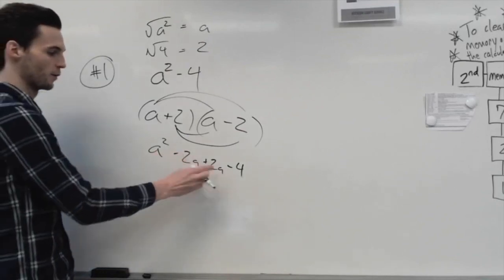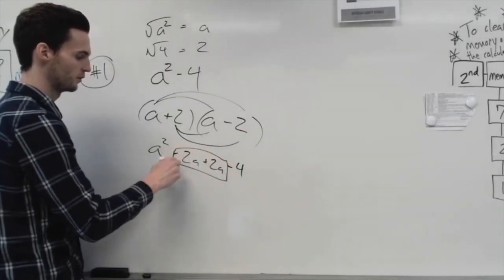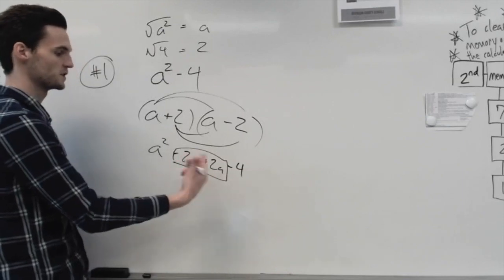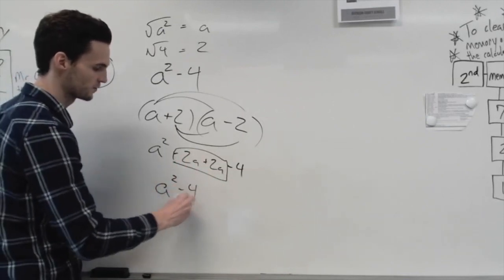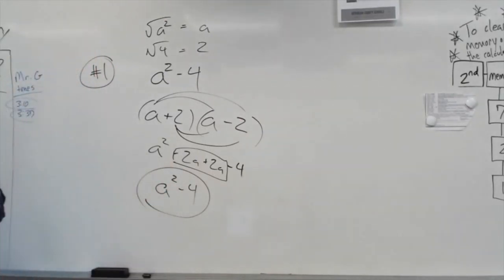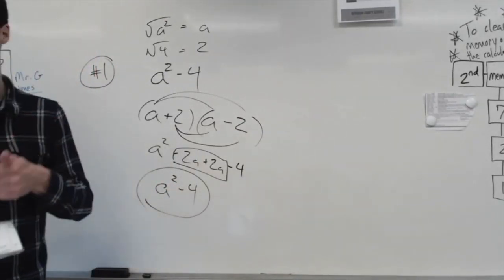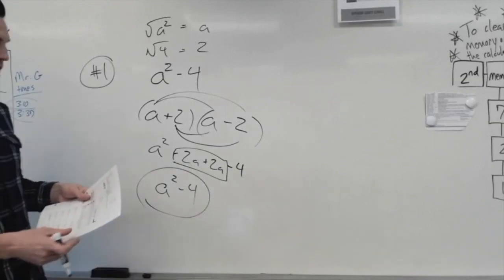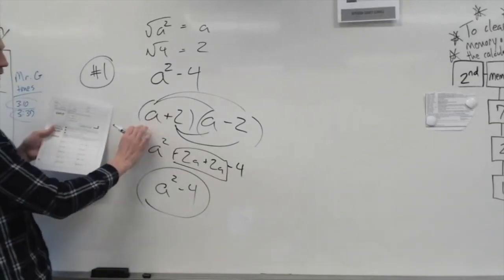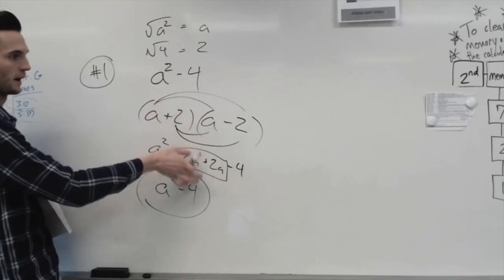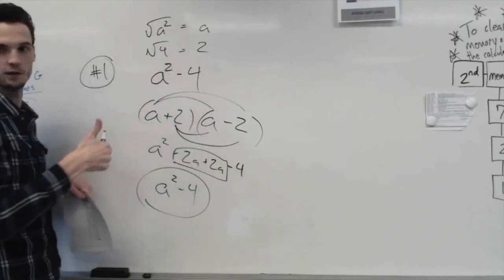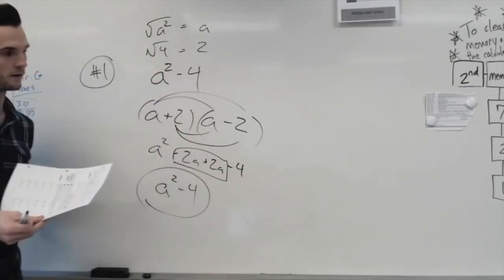Alright, and now we know we can combine these things. Negative 2a plus 2a gives us 0. We have no more a's left, so that's how we know a squared minus 4 is correct. That's how we know we got it. Because just like yesterday, if we distribute or kind of work through our answer and it gets us back to the original thing, you can always check and see if you got these right.